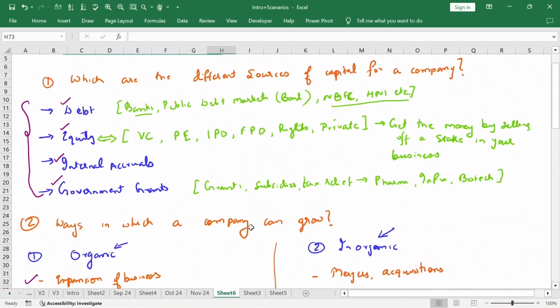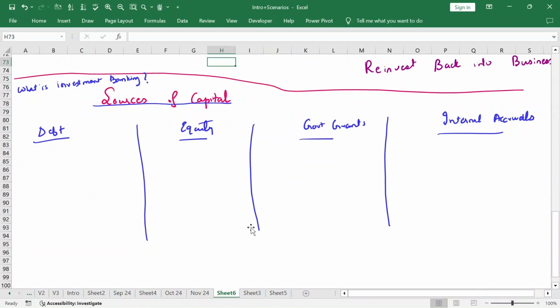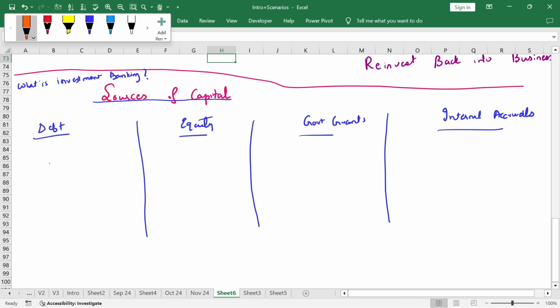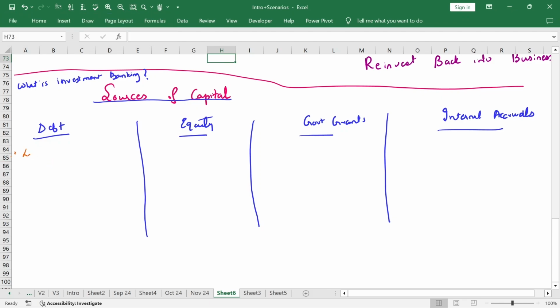To answer those questions, you need some intermediaries who will help you address this gap. And investment bankers are those intermediaries who help you do this. To be precise, if I'm looking at the debt mode of financing, or debt vertical of financing, in an investment bank you have a group which is known as debt syndication group. You have a group which is also known as debt capital markets, DCM.